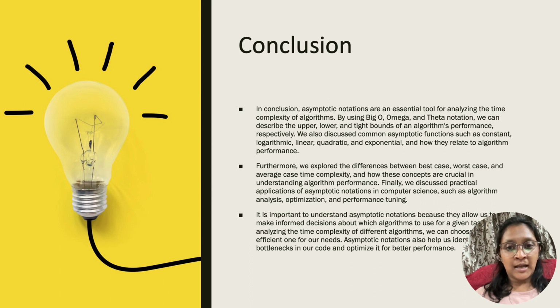In conclusion, asymptotic notations are an essential tool for analyzing the time complexity of algorithms. By using big O, omega and theta notation, we can describe the upper, lower and tight bounds of an algorithm's performance respectively. We also discussed common asymptotic functions such as constant, logarithmic, linear, quadratic and exponential and how they relate to algorithmic performance.